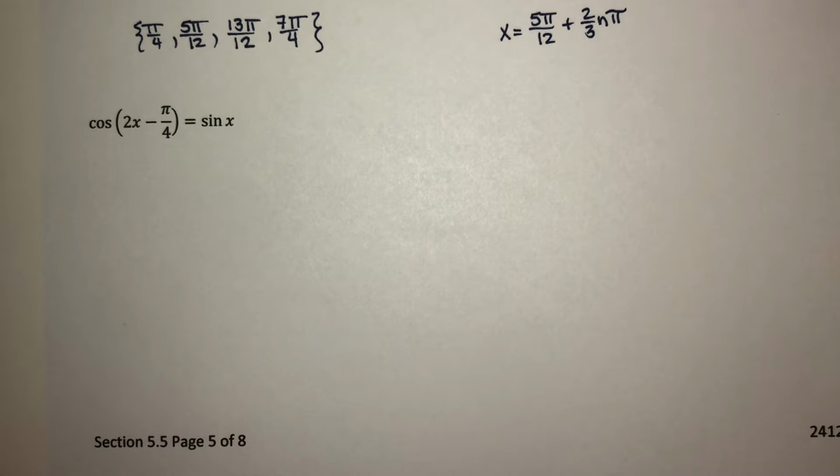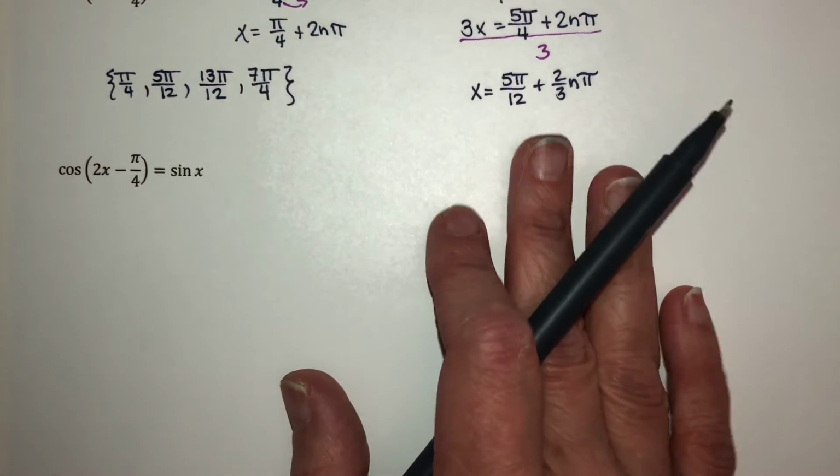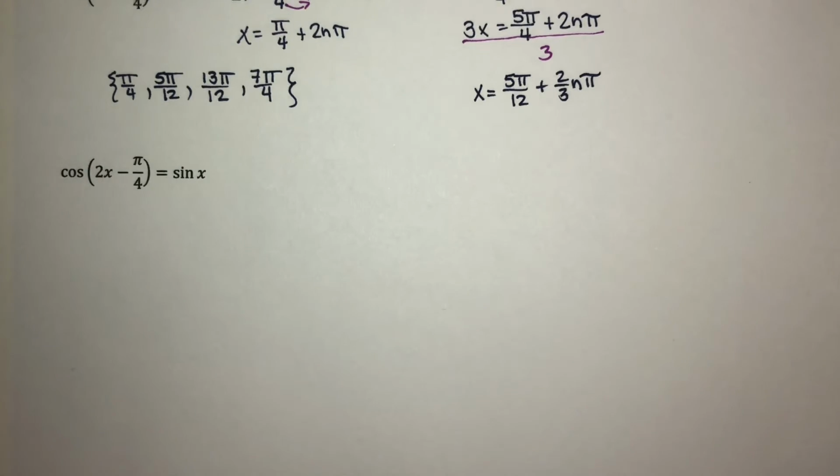This is part 5 of section 5.5. I want to solve cosine of 2x minus pi over 4 is equal to sine of x. Now this is the first time we've had two different trig functions in the same equation. So we've had sine and sine, we've had cosine and cosine, but now we have cosine and sine. I'm going to make a substitution.